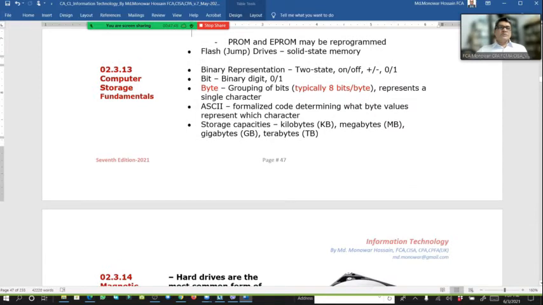And computer storage fundamentals. This is the vital thing for us, and from this word we will get a huge number of objective questions in your next exam, inshallah. So binary representation. What do you mean by binary representation? Binary means two states: on or off, plus or minus, positive or negative, 0 and 1. We know the binary digits are 0 and 1.